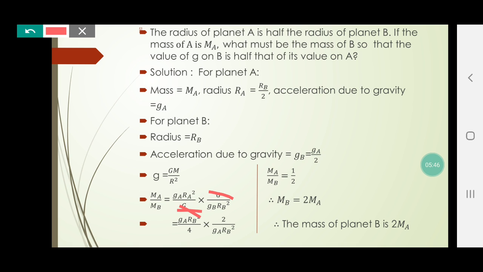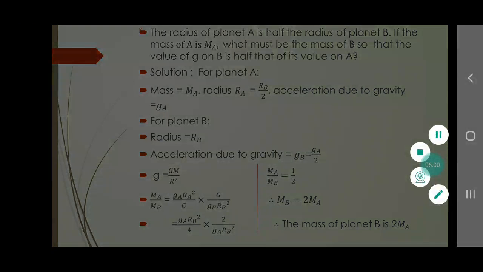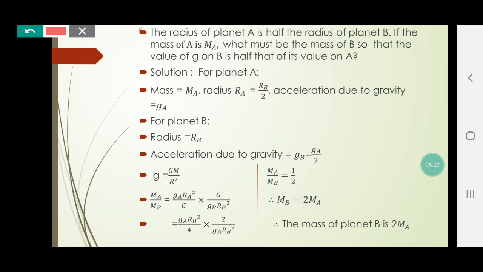Now here RA can be written as RB by 2. So the equation will be RB by 2. Square of that will be GA into RB square, and square of 2 is 4. Clear? Now this 2 comes from where?